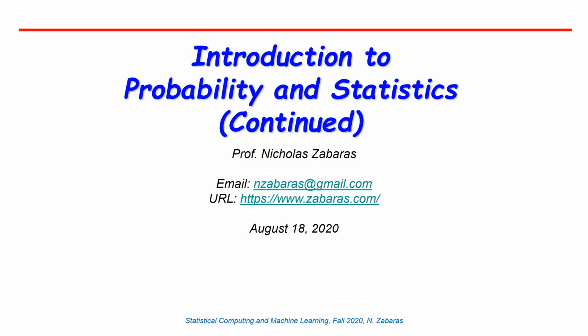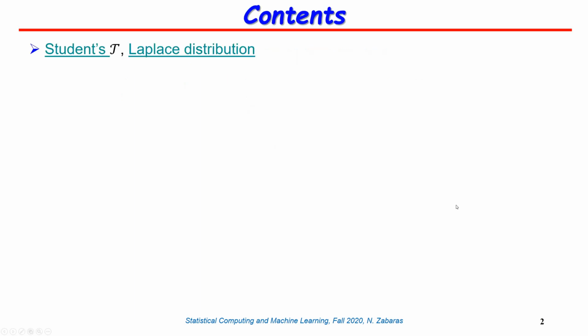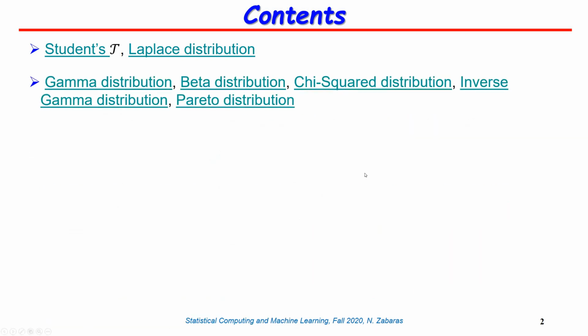We're continuing with lecture 3 on some of the fundamentals of probability and statistics as part of our machine learning course. So today we're going to visit some more distributions. We're going to discuss the student T distribution, the Laplace distribution. We're going to say a few words about the gamma and beta distributions and the chi-square distribution. And we're also going to introduce the inverse gamma distribution and the Pareto distribution.